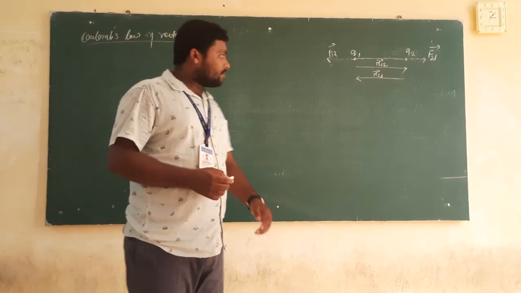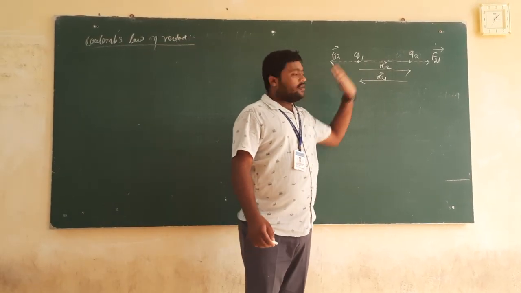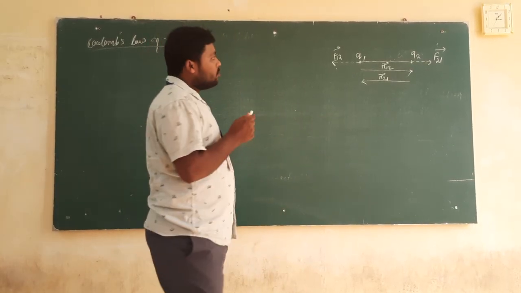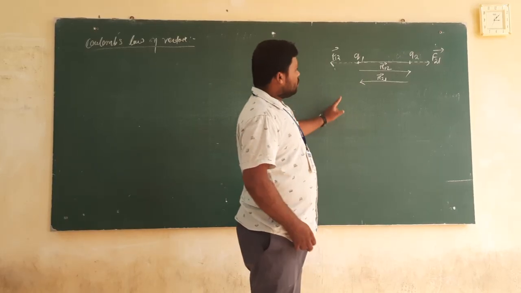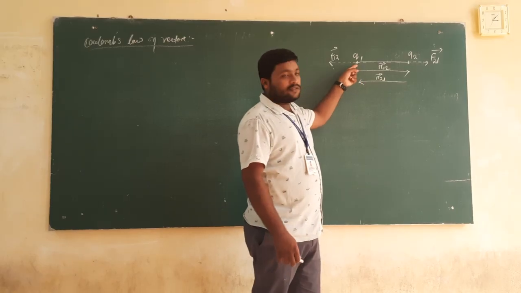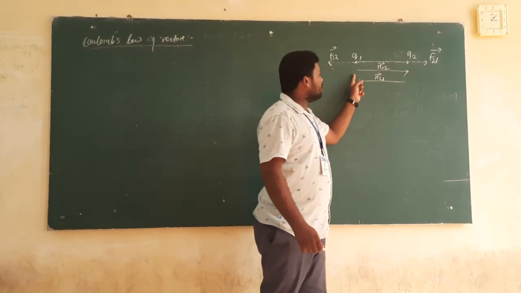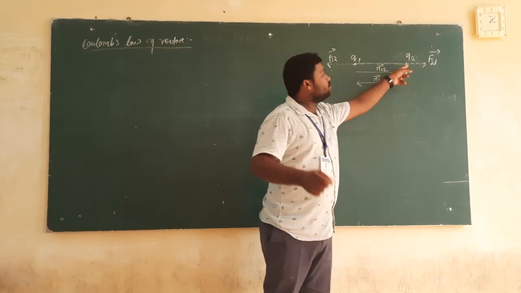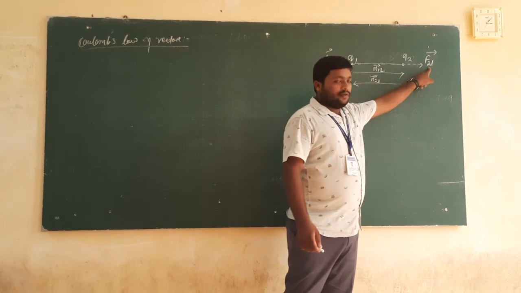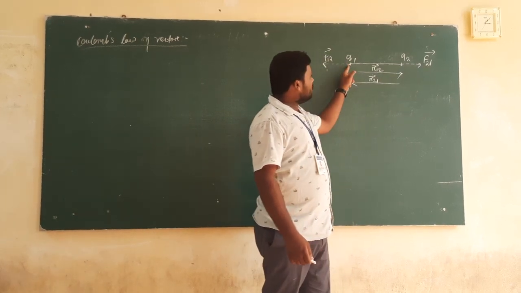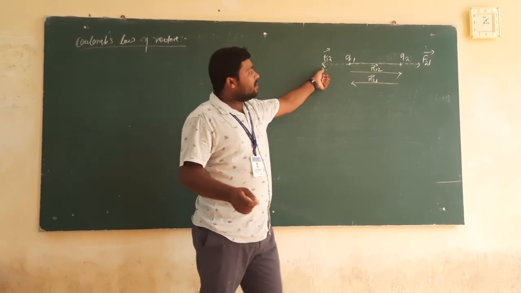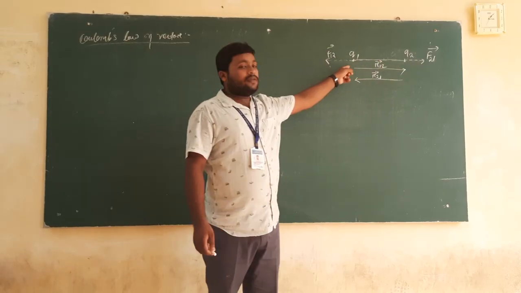In vector form, we know there are two charges Q1 and Q2. Force is a vector quantity. It has both magnitude and direction. So there are two charges Q1 and Q2. The distance of separation or the displacement vector from Q1 to Q2 is taken as R12 vector. Then the displacement from Q2 to Q1 is taken as R21. And F21 vector is the force applied by Q1 on charge Q2. And here the force F12 vector is the force applied by the charge Q2 on charge Q1.